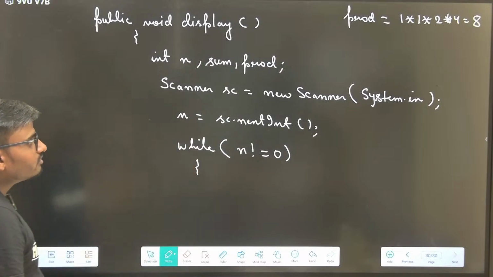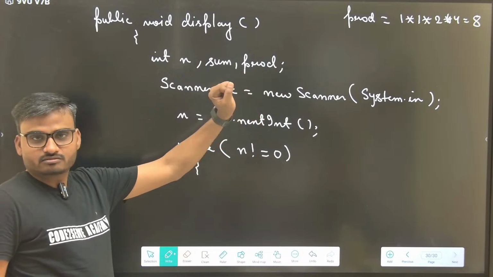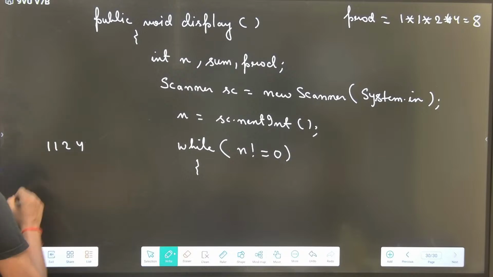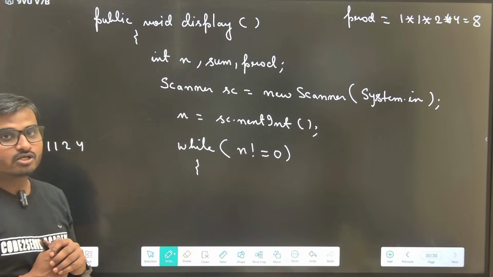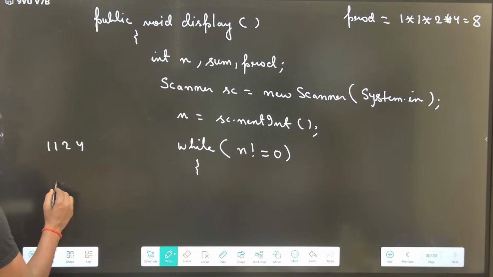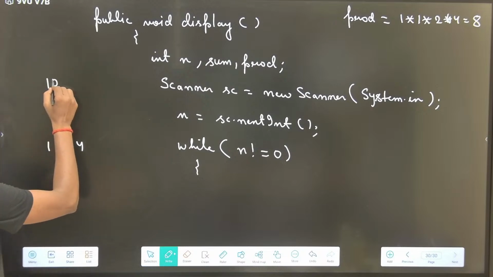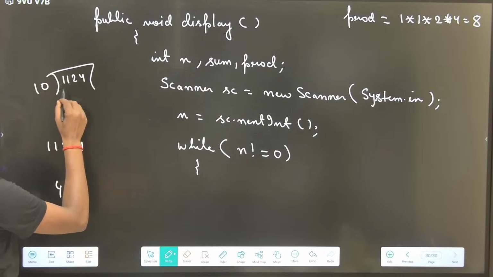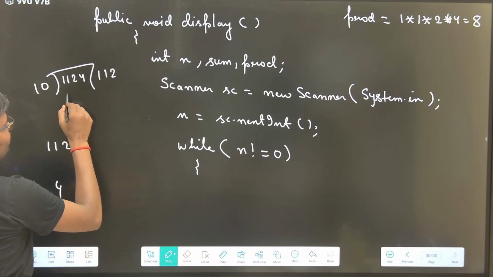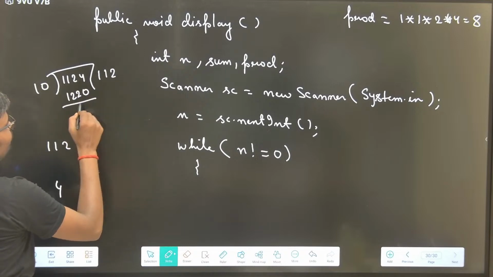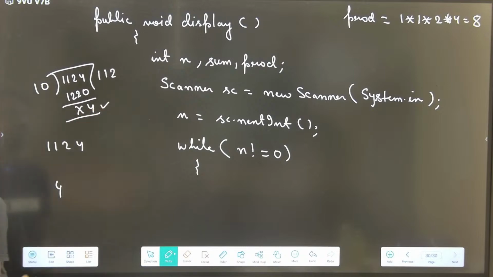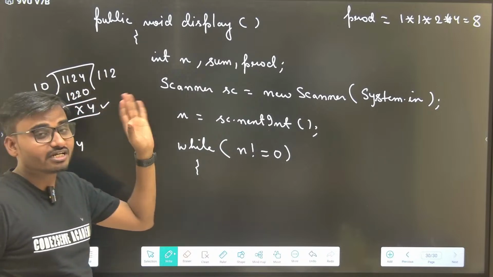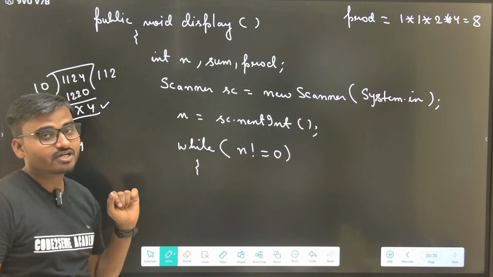What will we do? First, we will find the remainder. Suppose the number is 1124. If we divide by 10, we will get 112 and the remainder 4. So if we do the modulus operation, then we'll get 4, and if we do division, that is the quotient, then we'll get 112.